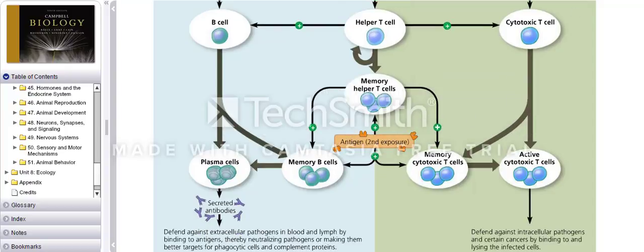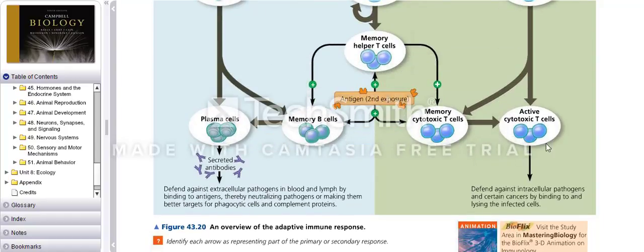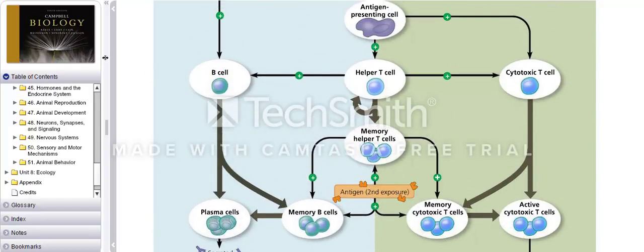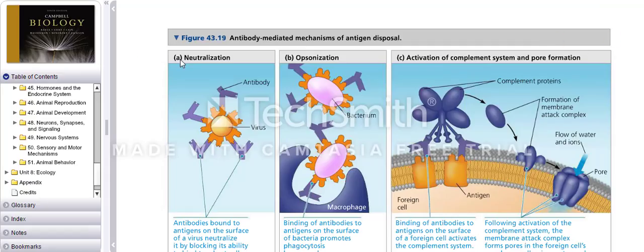And then finally here you get cytotoxic T cells. Down here, the active cytotoxic T cells. They defend against intracellular pathogens and certain cancers by lysing, killing the cells. And over here you get antibodies, which defend in the ways that we had discussed earlier on this page. Back here you get neutralization, opsonization, and activation of complement system and pore formation.